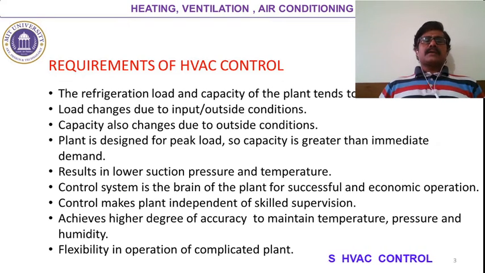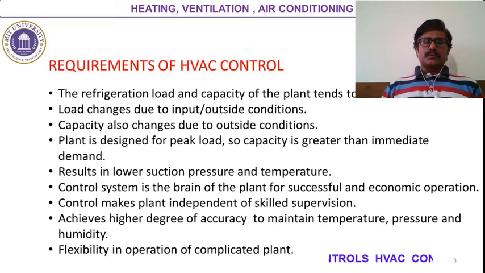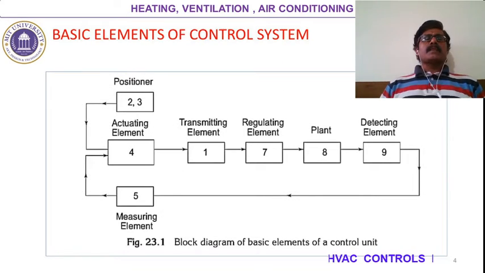The other advantage that we gain with the help of the controls is that it achieves a higher degree of accuracy in maintaining the various operating parameters or variables, such as the temperature, pressure and humidity, which are of major importance. And incorporation of the control elements provides flexibility in the operation of a very complicated or complex plant, which may consist of a number of equipments or may be used for the storage of a number of foodstuffs, vegetables, fruits and other examples.